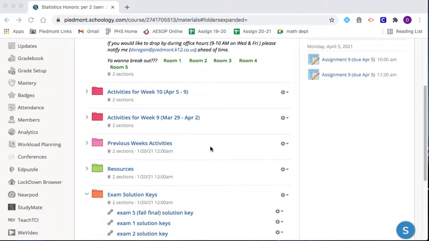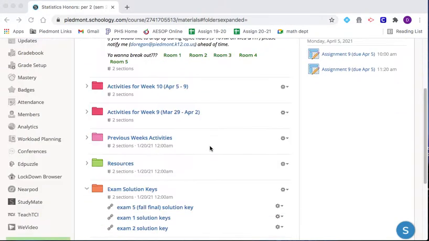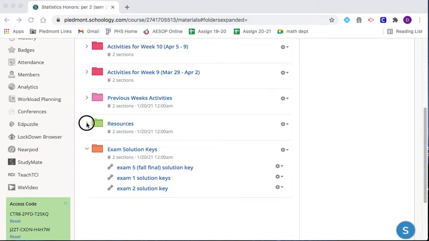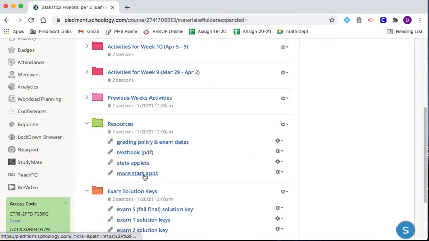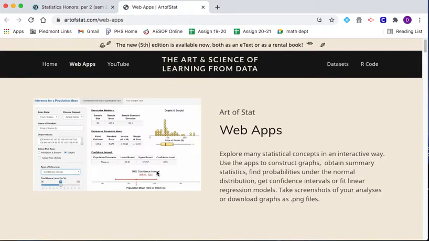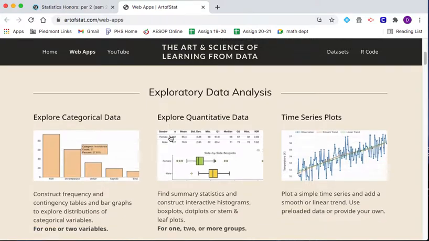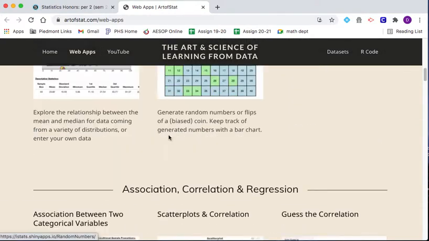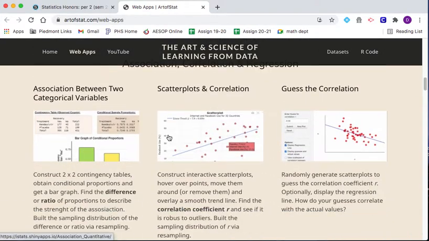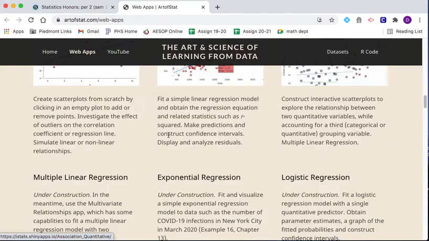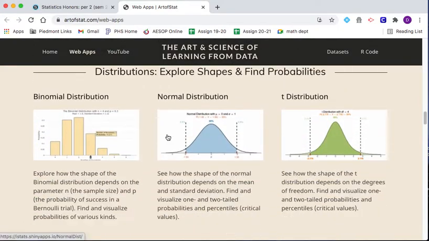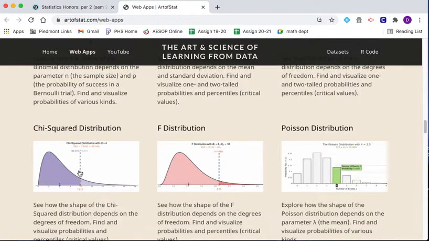So I'm on our Schoology page here, and if you go down to resources, let's try that again, resources, the more stats apps. This is where the Shiny apps are located. We've used some of these in other classes, but I'm going to scroll down a little bit, looking for something about chi-square. Let's see where it is. Here. There we go, chi-square distribution.